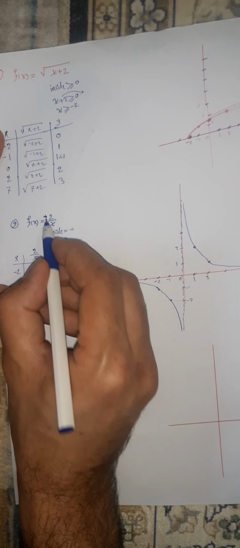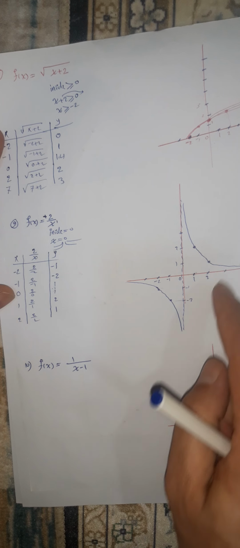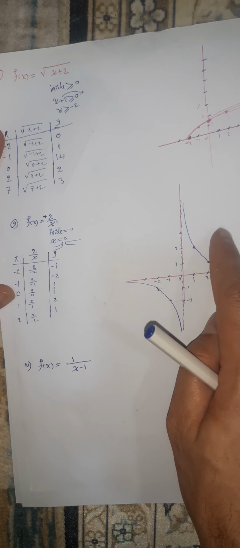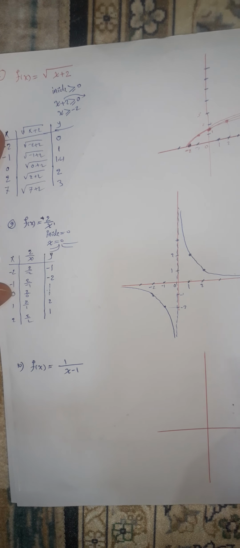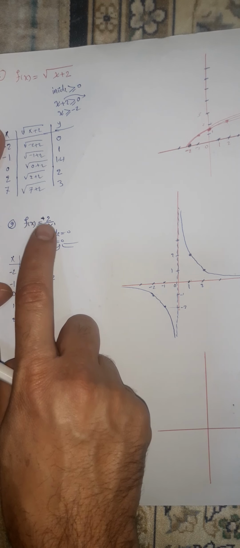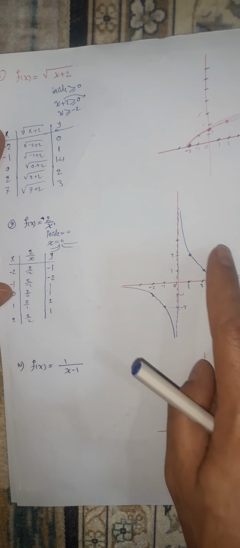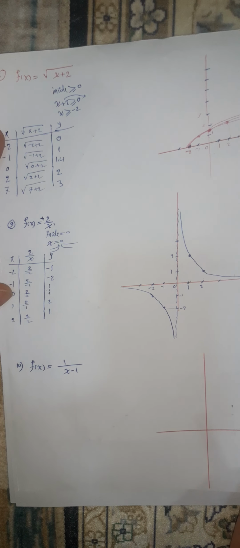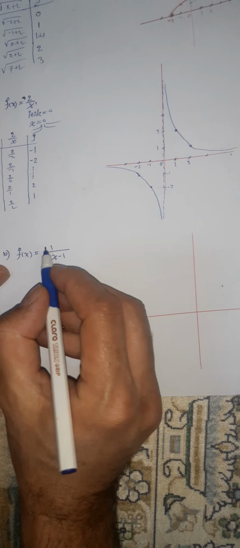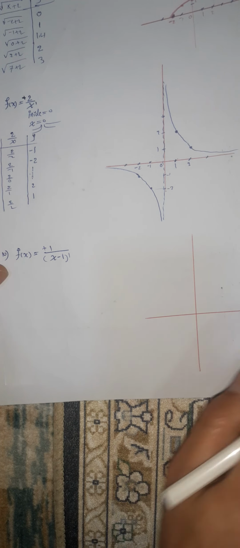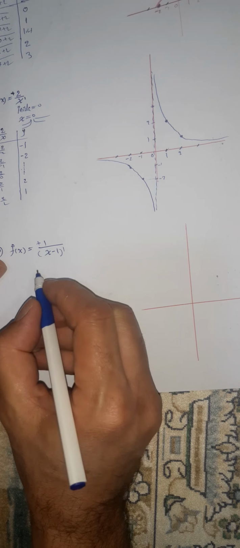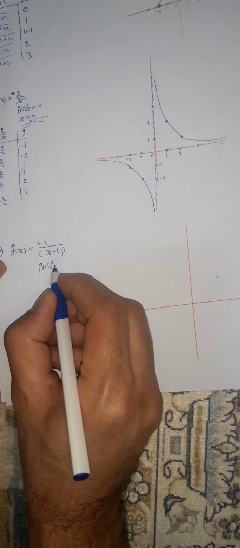We have a positive number and x has an even power, so the graph is in the first quadrant and the third quadrant.